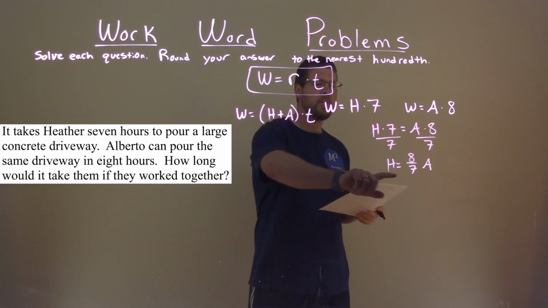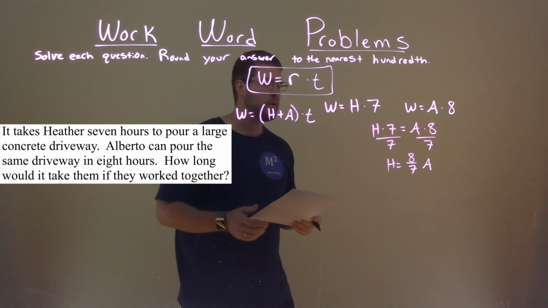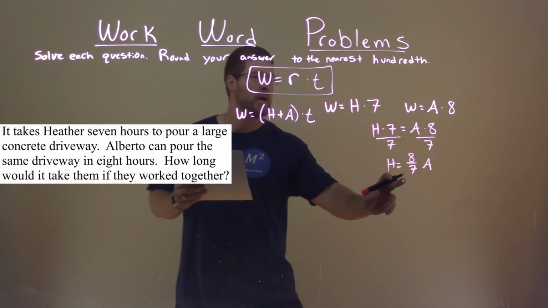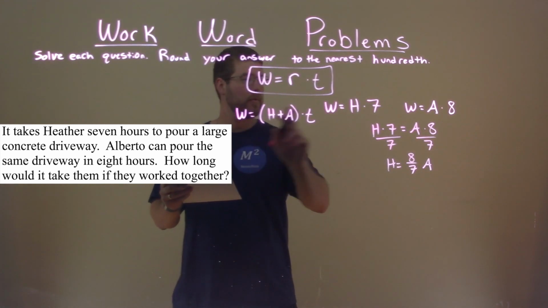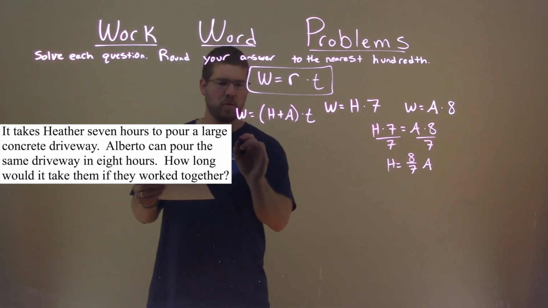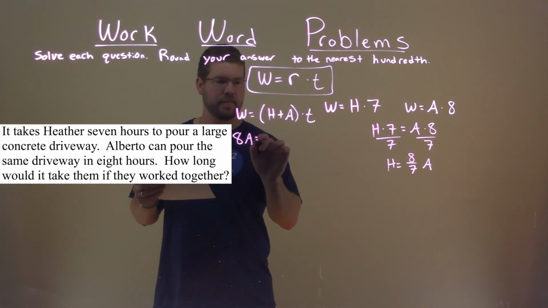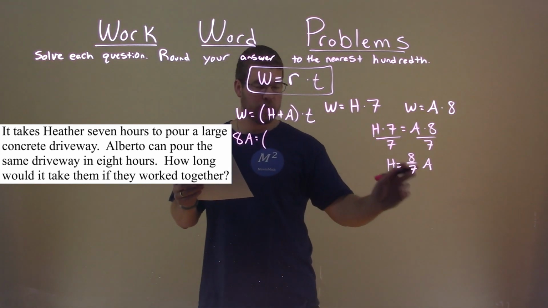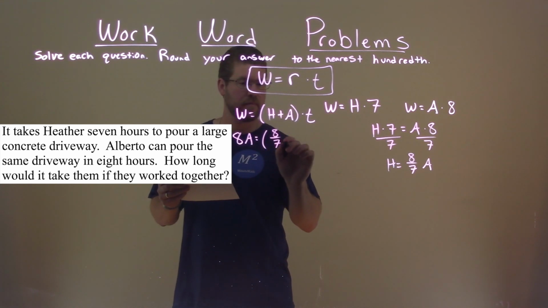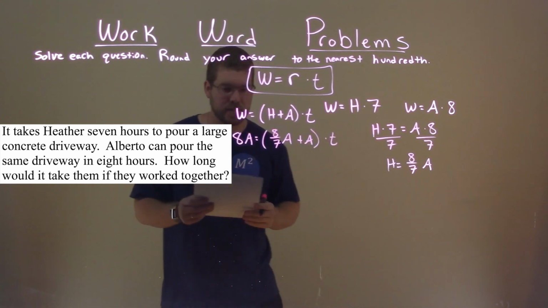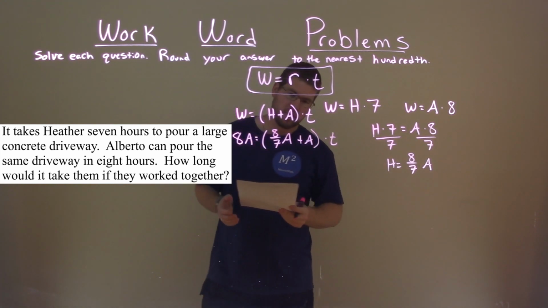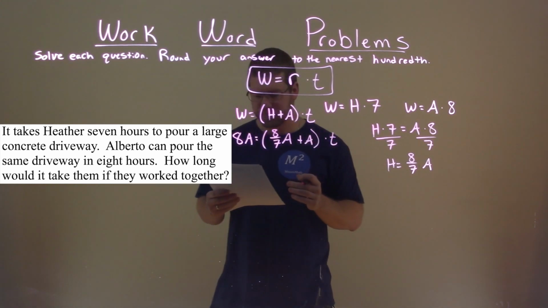So now we're going to use this information with our equation here. Well, two parts. We want to get all this in terms of A. So W is equal to A times 8, or 8 times A. Our H value we found to be 8/7 A. We add an A to that, and we still multiply that by time. So now we're going to solve for T, time.